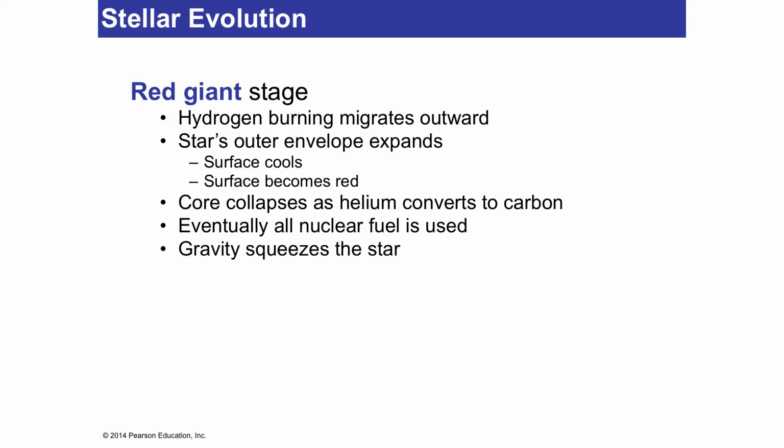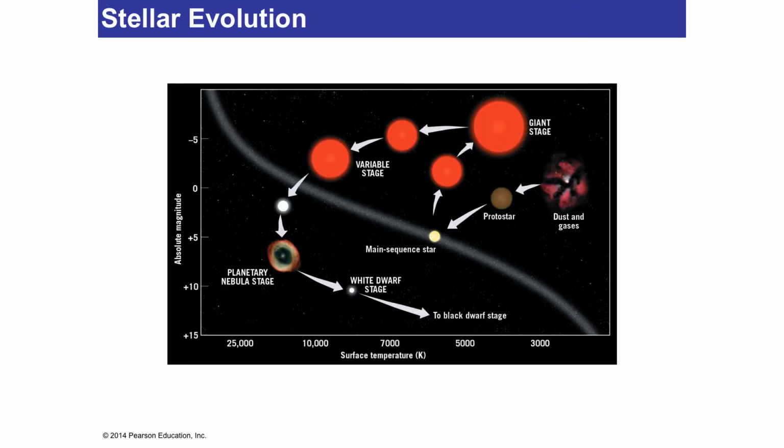And when it collapses, having used all of its nuclear fuel, the gravity squeezes the star down, and instead of an enormous star, you're going to end up with a very small star. Okay, so we'll just trace this.